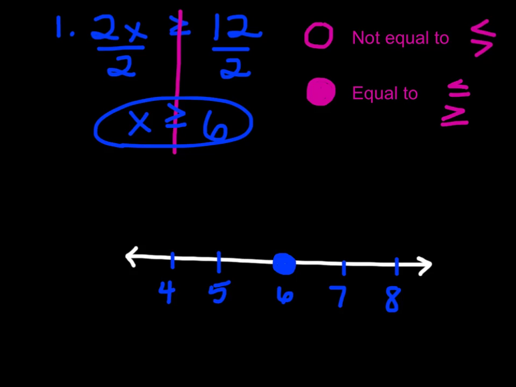Well, I found out from my inequality x is greater than or equal to, which means it has to be a number larger. So that means I'm going to shade to the right, representing all of the numbers that would be greater than or equal to 6. So this would be how I depict my inequality by graphing it.